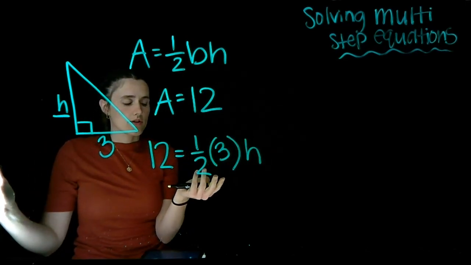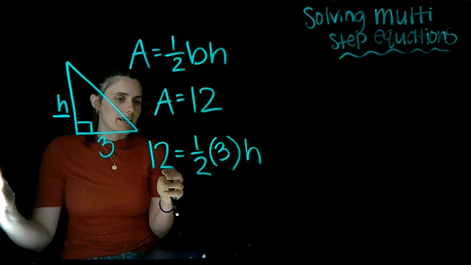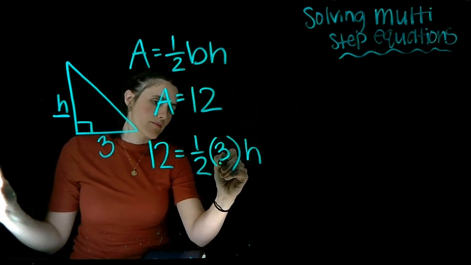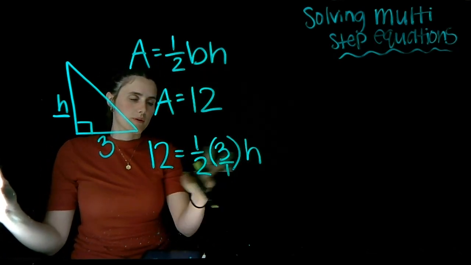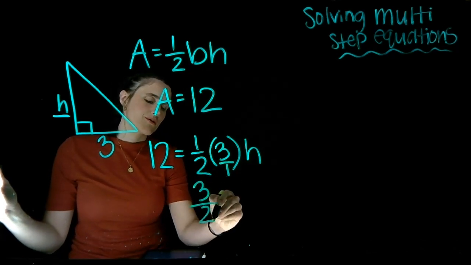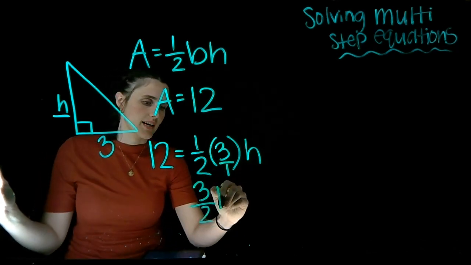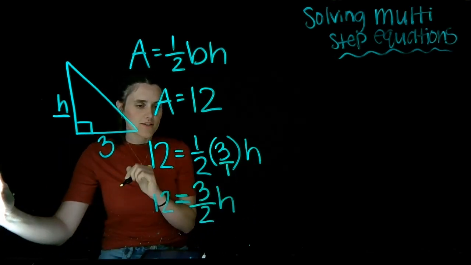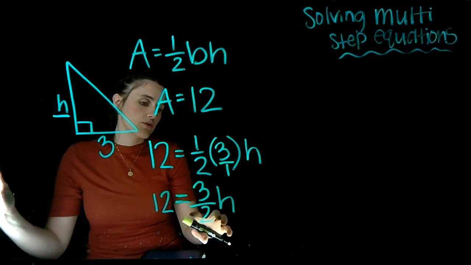Now we just have to use our solving skills. I'm going to simplify where we can. 1/2 times 3, if we put a 1 under this 3, we can multiply straight across. So this will be 1 times 3 is 3, 2 times 1 is 2, so we can just leave that as 3/2, and then times h is equal to 12. So now let's think about how can we undo this 3/2.